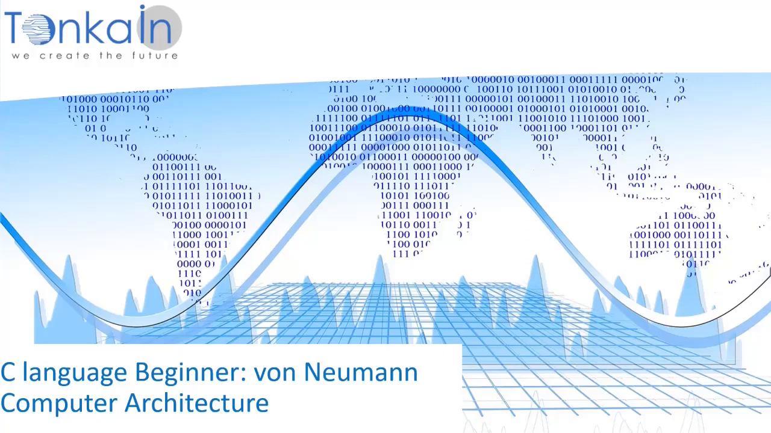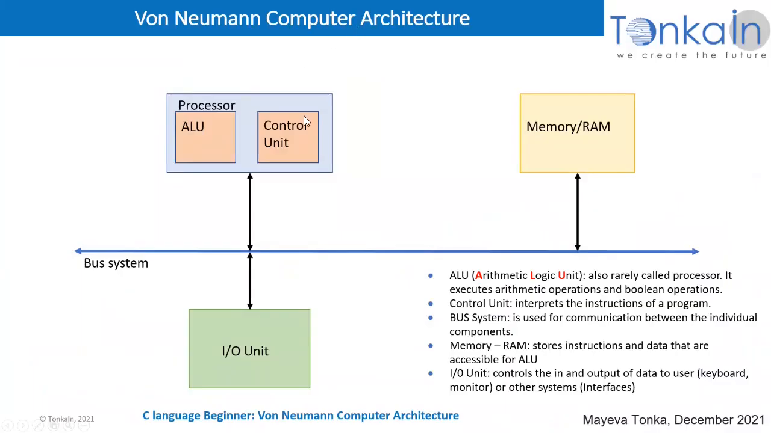In today's presentation, I will talk about the Von Neumann Computer Architecture. It has been one of the first computer architectures. As you can see, we have in total 4 components. We have the bus system in the middle, the processor, the memory, and the I/O unit.